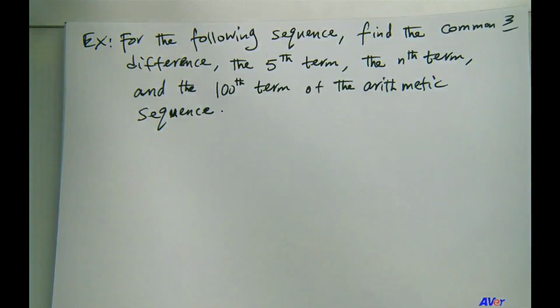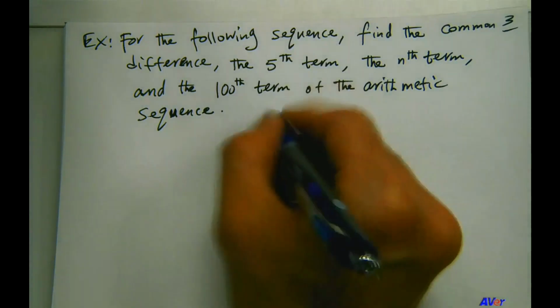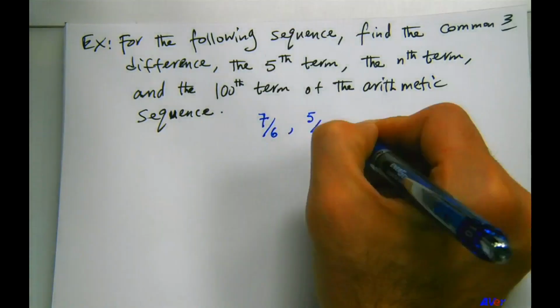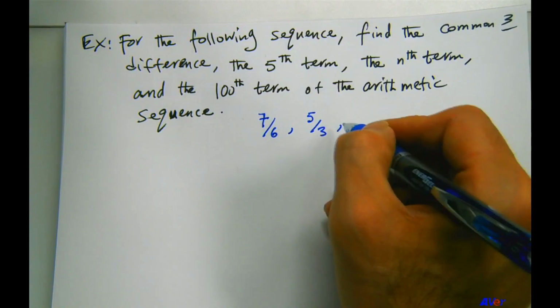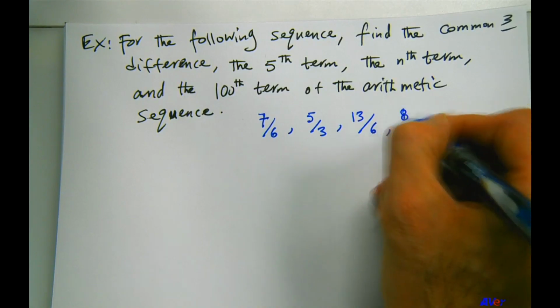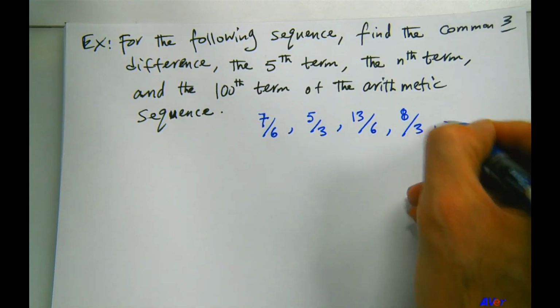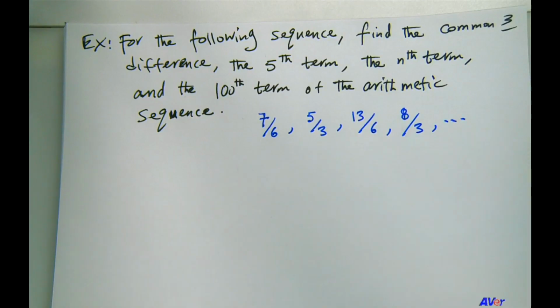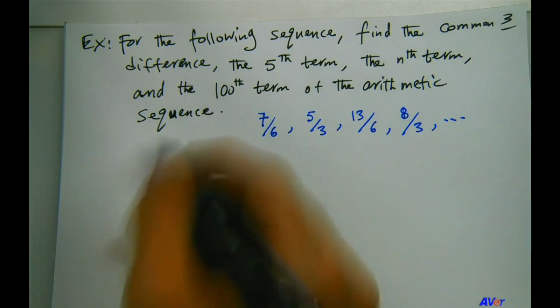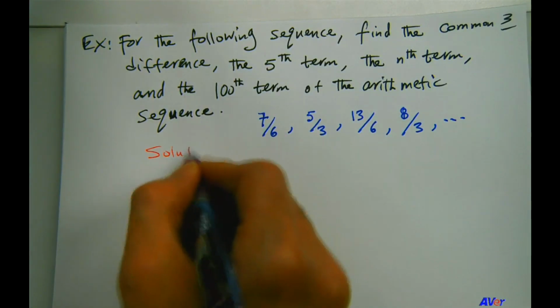Okay, so here's the sequence. We have 7 over 6, 5 over 3, and 13 over 6, 8 over 3, and this is another infinite sequence. Well, out of all of these, the common difference is the easiest number to find. So let's find that.